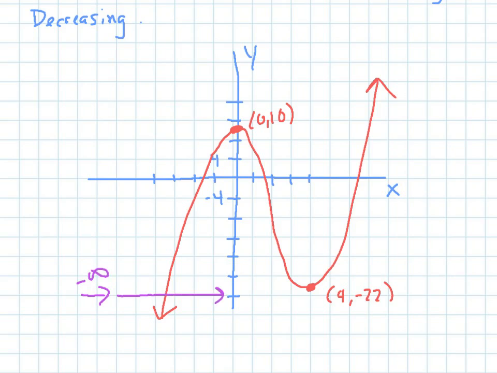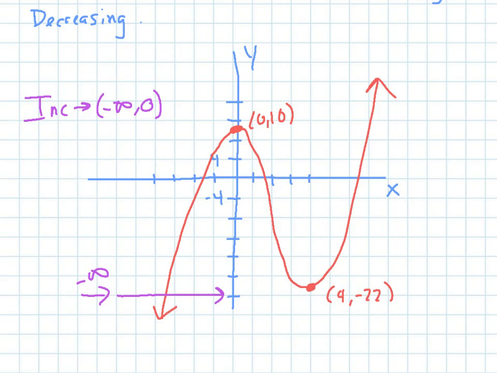So an increasing interval would be negative infinity to 0. Now how I write this interval is just like what we learned with interval notation. Infinities are always parentheses because we're never going to meet them. So that's why I have a parenthesis next to the negative infinity.